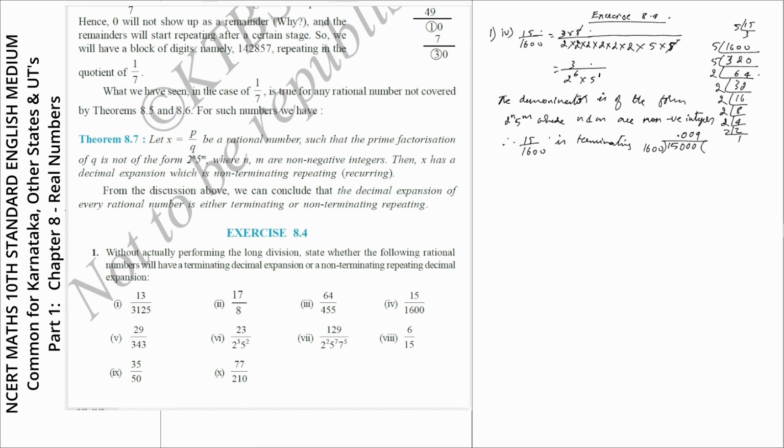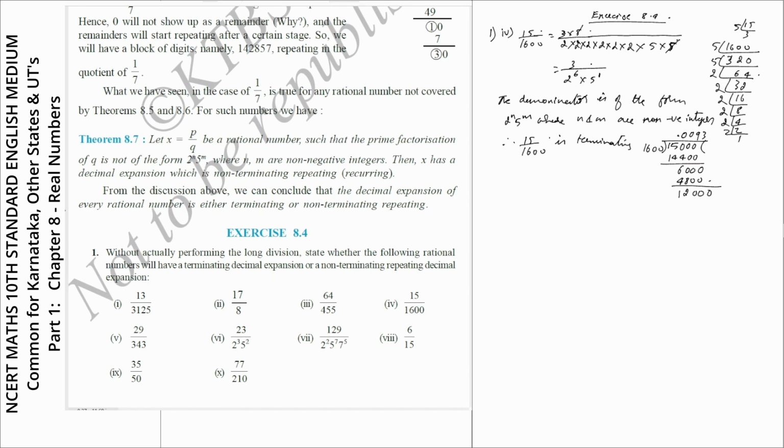Now 1600 into 9 is 14400, so I'll get 600. I'll take 1 0 now. Now 1600 into 3 is 4800. I'll get 1200 remaining. Now not divisible, I'll put one more 0.